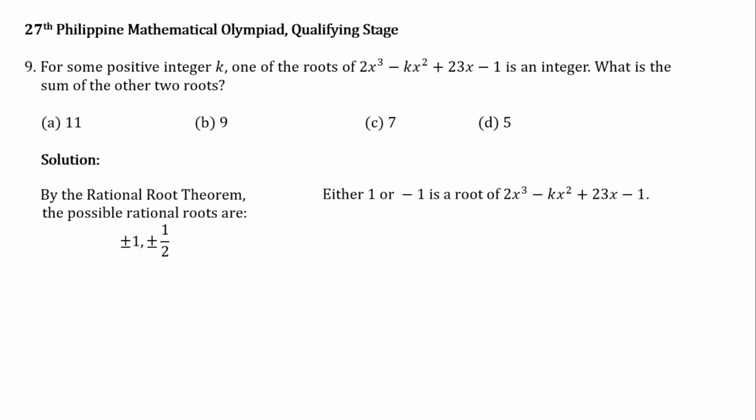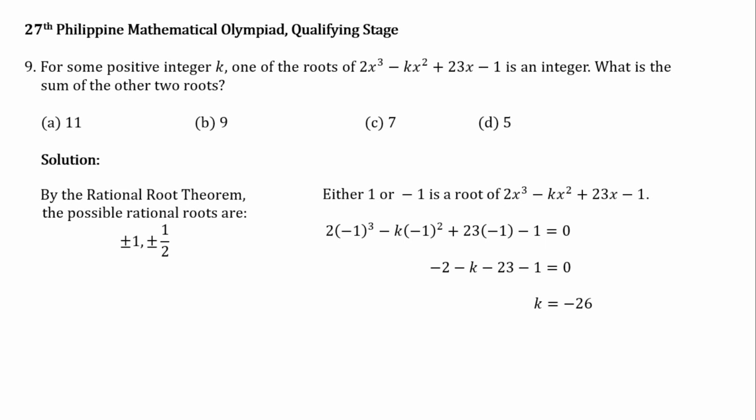If we assume that negative 1 is a root of the given polynomial, by the remainder theorem, we have that 2 times the cube of negative 1 minus k times the square of negative 1 plus 23 times negative 1 minus 1 equals 0. Solving for k, we get k equals negative 26. But then k must be a positive integer, so negative 1 is not a root of the given polynomial.